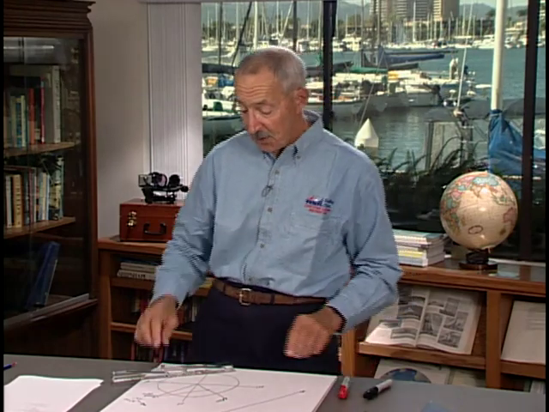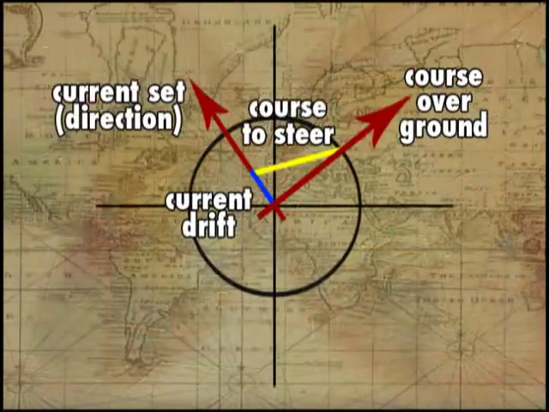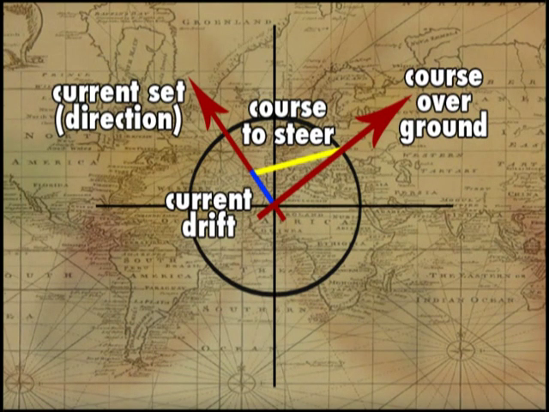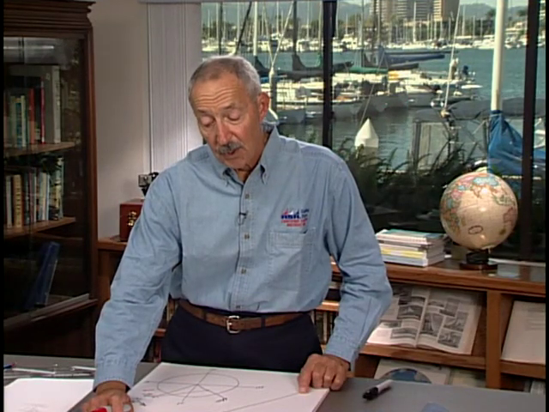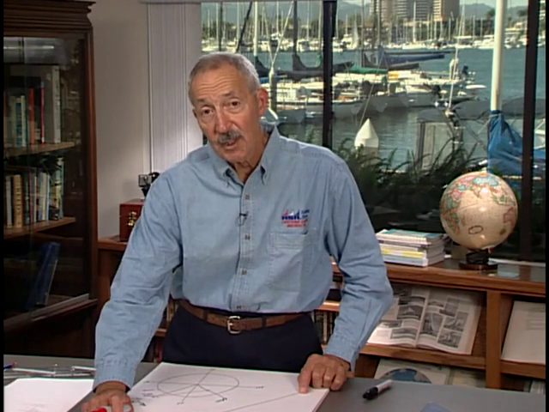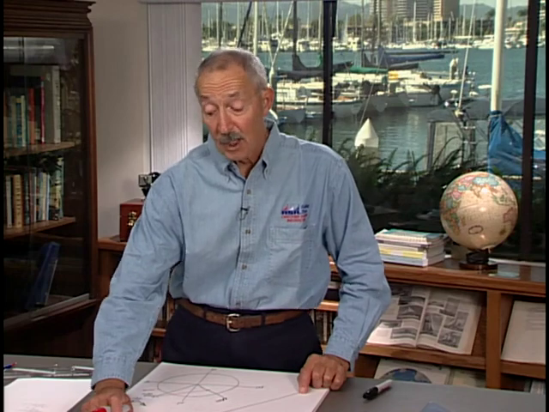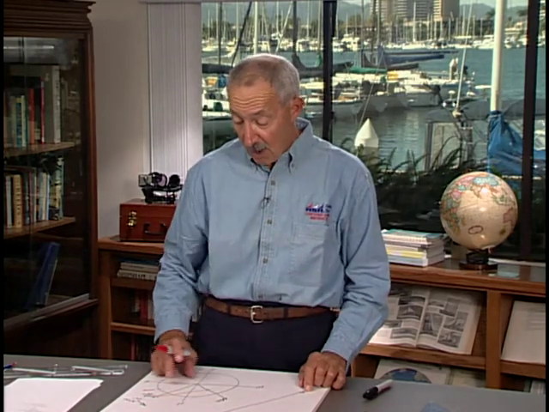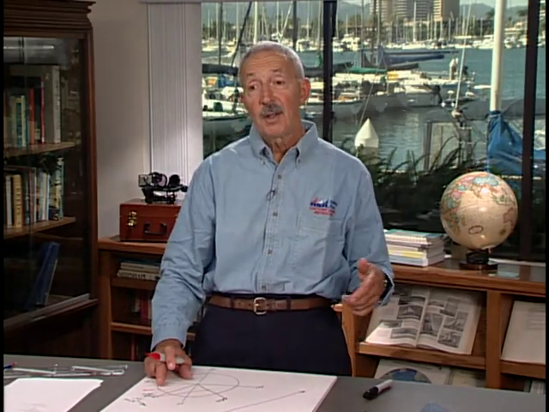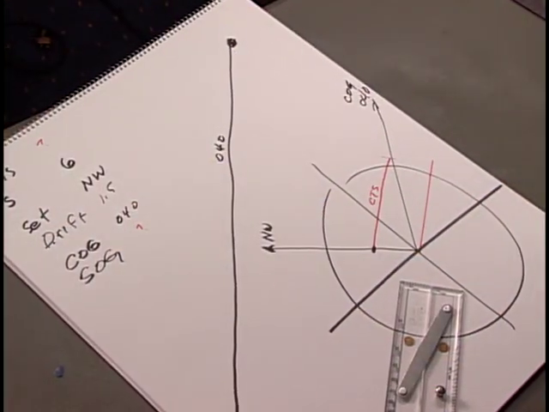Now there's one other piece to it, and that is I've determined the course to steer, CTS. The other thing I want to know is how long will it take me to get to that destination point? In order to determine how long it will take me, I have to know how fast I'm actually going over ground. Up to this point I've been talking about speed through the water. But my speed through the water is 6, but my speed over ground is not 6, it's some different value. So what is my speed over ground?